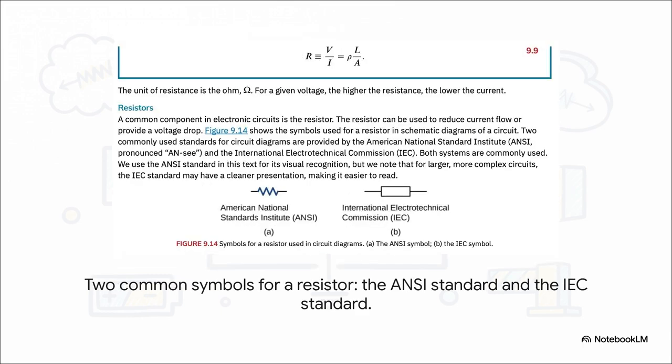Now, when you're drawing circuits, you'll see a couple of different ways to represent a resistor. In the US, you'll typically see the ANSI standard, which is that zigzag line. Internationally, you're more likely to see the IEC standard, which is a simple rectangle. They both mean exactly the same thing.